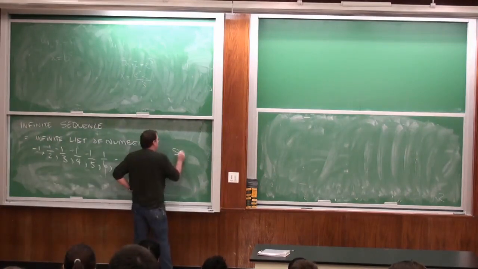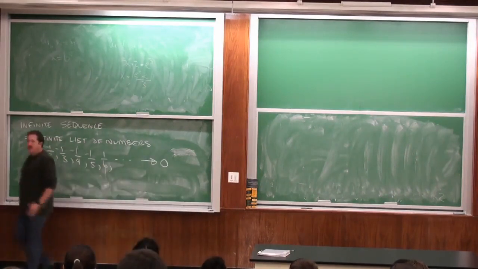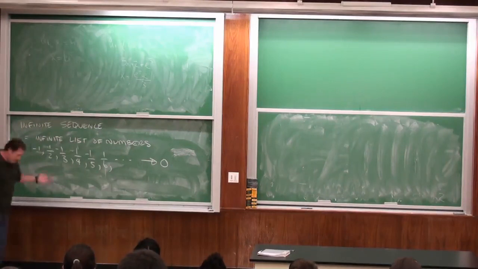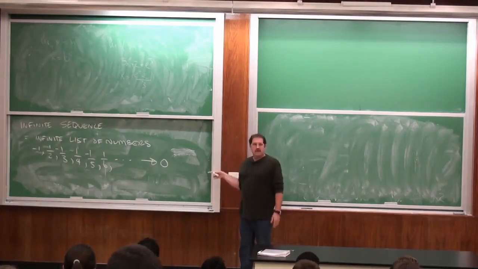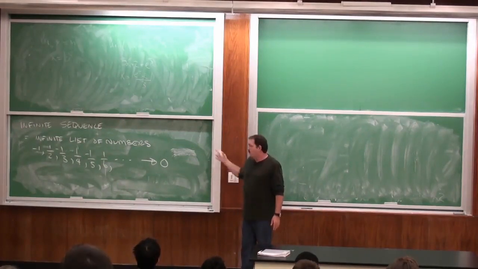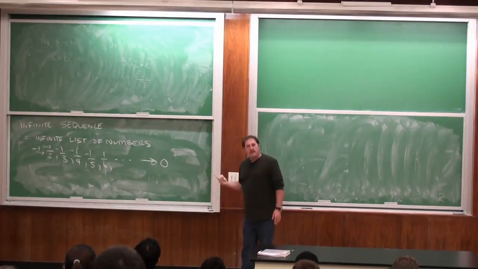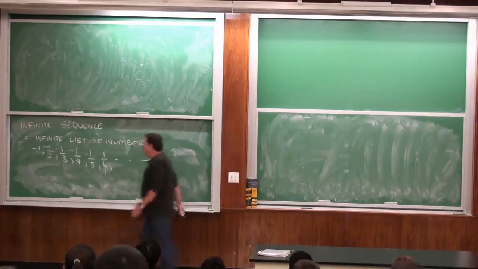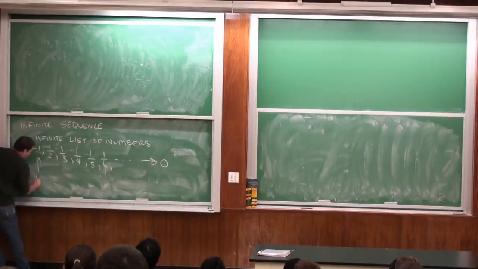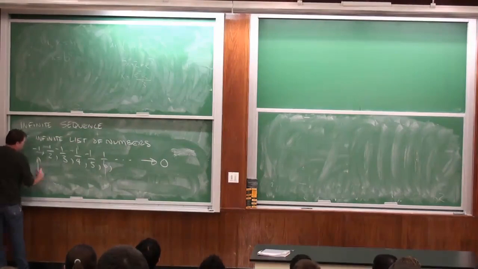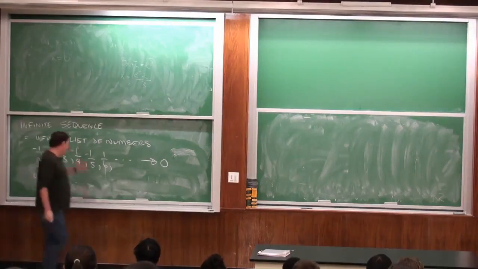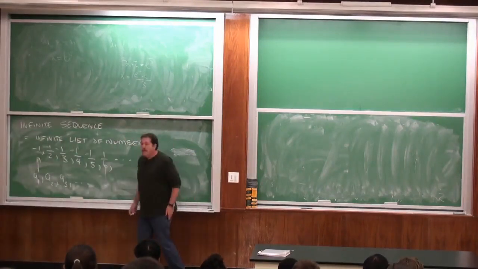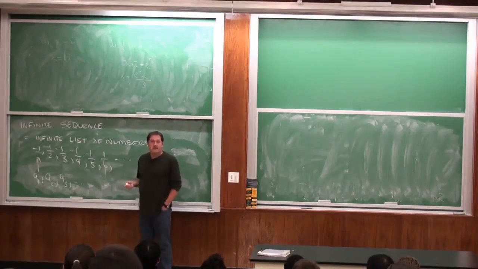Forget that. So this converges to zero. Now one thing that you need to get used to doing, which is not hard in this case, is instead of writing it as a list like this, write a formula for the 17th term, or the 93rd term, or in general, the nth term. So usually you would call this the first term, the second term, the third term, etc. And we need to figure out a formula here for the nth term. So what is the nth term?